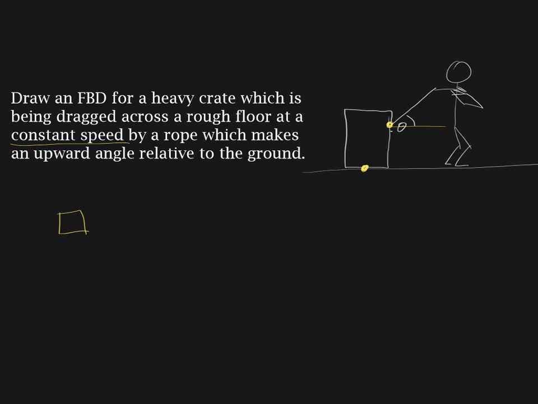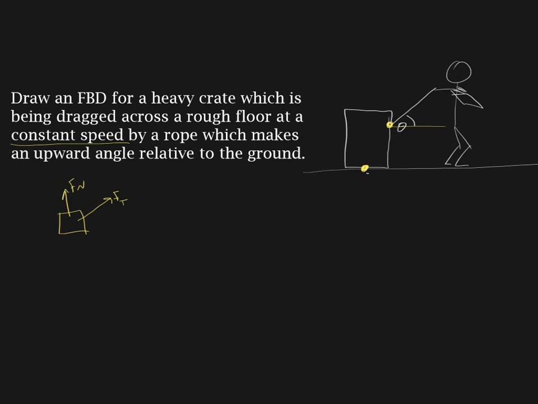The rope can only exert one possible force, and that force will point away from the object and parallel to the rope. So there's going to be a tension force which points in this direction. The ground is capable of providing up to two separate forces. One would be the normal force, which is perpendicular to the ground. That force always exists, so we can put that one on our FBD.